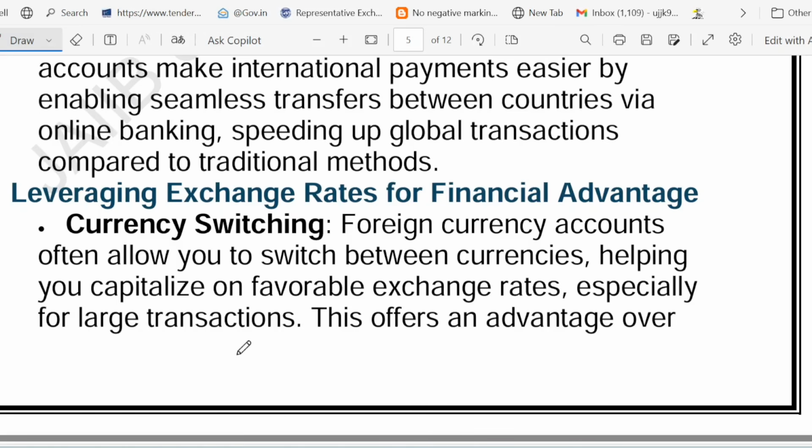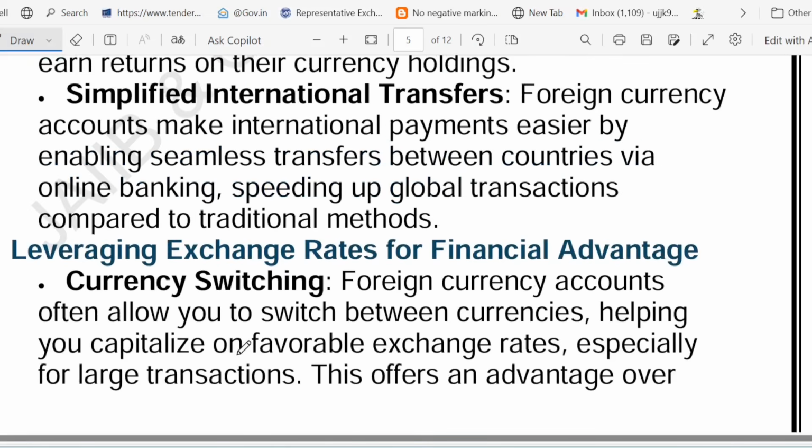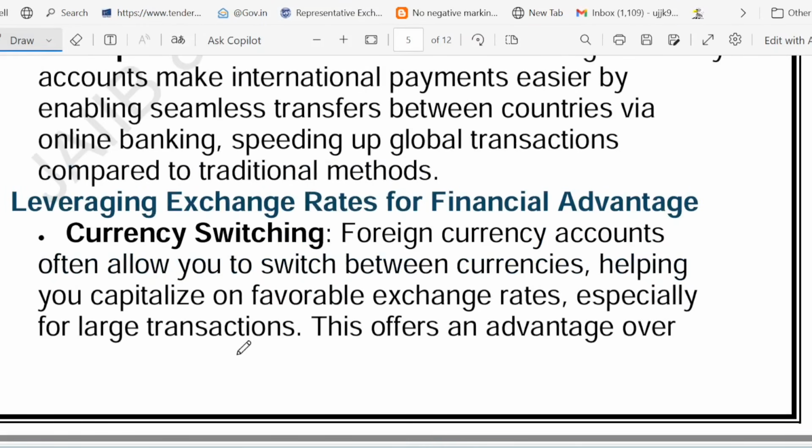I think we have seen several benefits. Now comes leveraging exchange rates for financial advantage. Let's switch our focus to this. Suppose you want to play the currency market like a pro without being a financial expert. A foreign currency account lets you swap currency when rates are very hot, pay suppliers faster, and keep all your global cash in one place. The first thing is currency switching. What does it mean? It means swapping currency when exchange rates are in your favor. When you see that exchange rates are in your favor, you will swap currency in such a case.